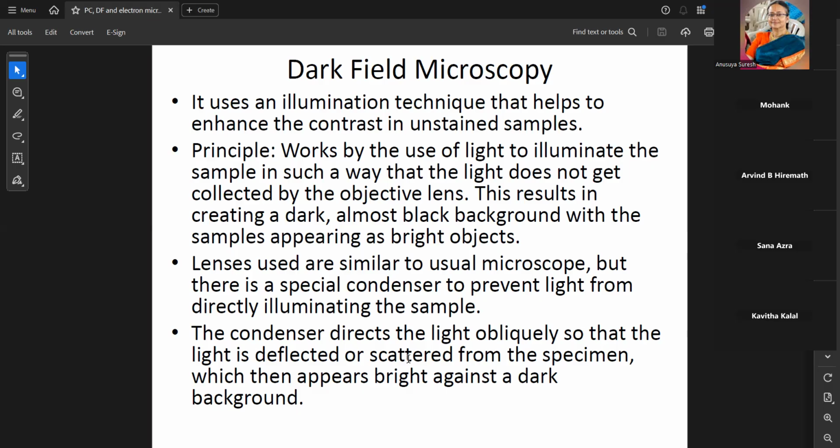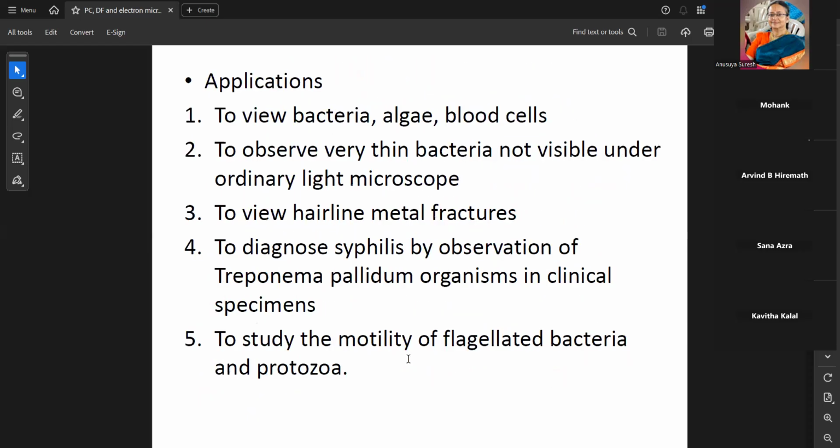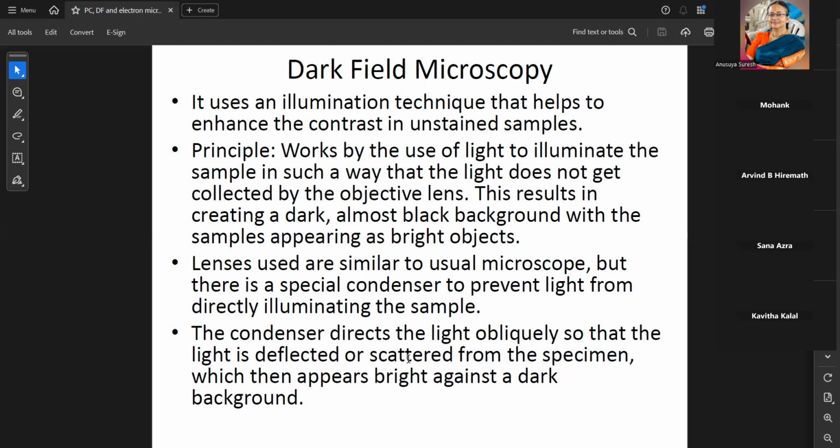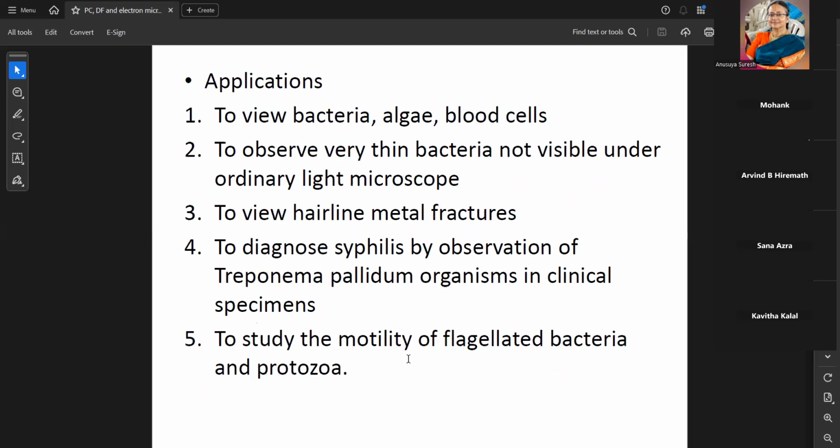Now here, the lenses which we are using in dark field microscopy are the same as in light microscopy, but the difference is in the condenser. Because a special type of condenser is used, the background appears dark in color. It directs the light in an oblique manner, in a slanting manner, so that the light moves away from your sample and the sample appears bright, the background appears dark. Because the background is dark, it is called dark field microscopy.